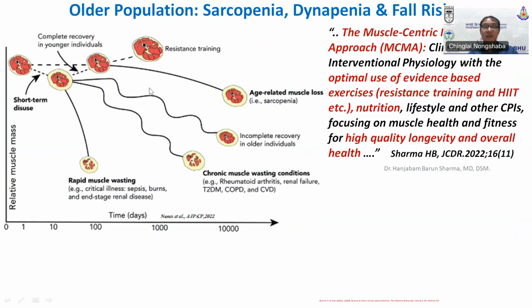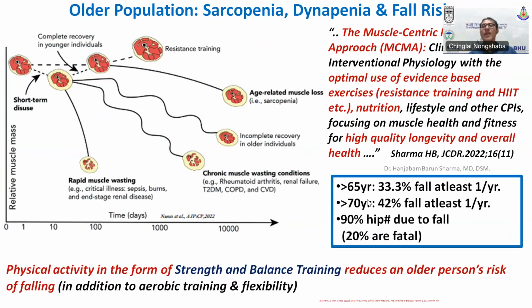This is important nowadays, because traditionally we have always focused only on the fat-centric approach, obesity. But sarcopenia is also very important. So the muscle-centric medical approach is the one which we have to adopt. Why is this important?